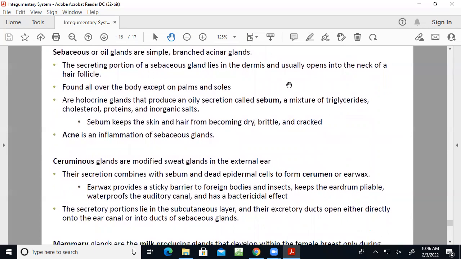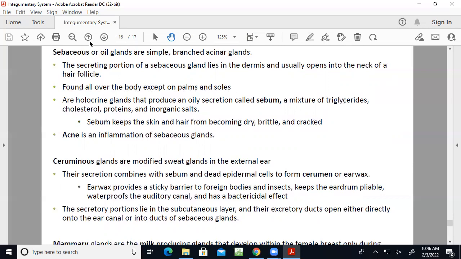Okay, sebaceous or oil glands are simple branched alveolar glands where the secreting portion of them lies in the dermis, usually opens into the neck of a hair follicle. We kind of talked about that already. That explains why your hair becomes oily. Okay, we find them all over the body except the palms and the soles, which are places that we don't want to be oily, because those are the places that we want to have friction, and oil would reduce friction because friction is good for like gripping things, but also because we don't have hair on our palms and soles.